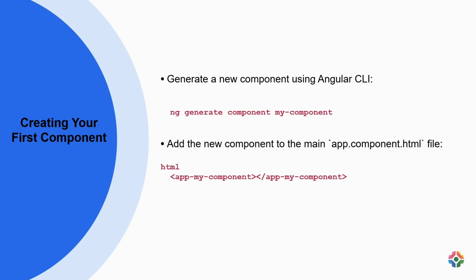After generating the component, it needs to be added to the main app.component.html file to be displayed in the application. This is done by including the component selector in the HTML file. For example, <app-my-component></app-my-component> is the way to include the newly created myComponent in the main app.component.html file. This process allows for the seamless integration of custom components into Angular applications, providing modularity and reusability in the development process.